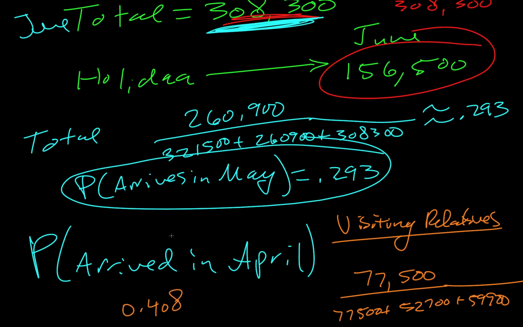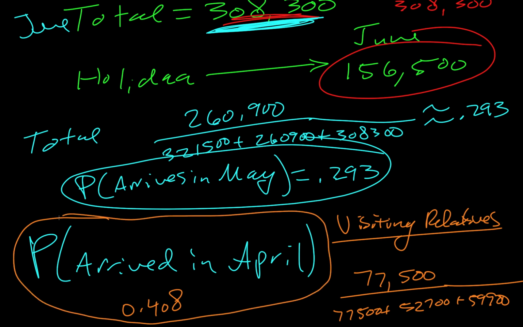And so the probability that he arrived in April for the reason of visiting a relative would be 0.408. If you need additional help, please come to Math Lab. Until then, calculator.